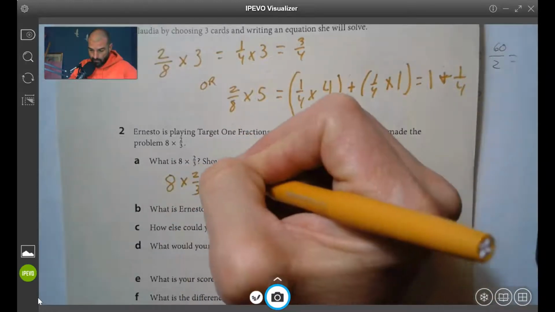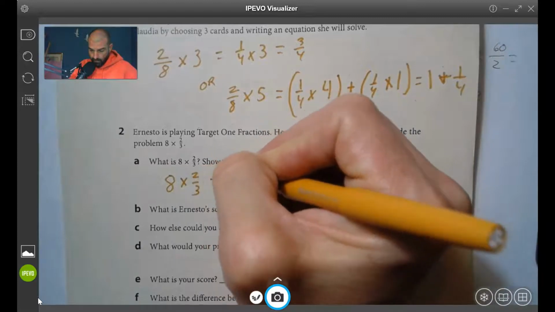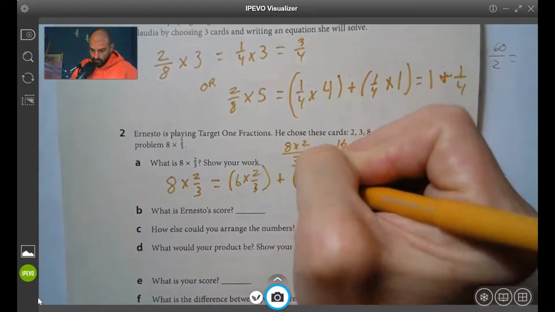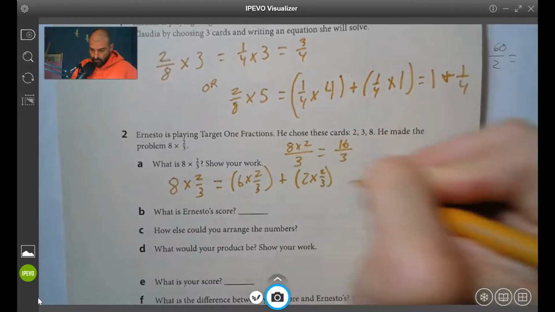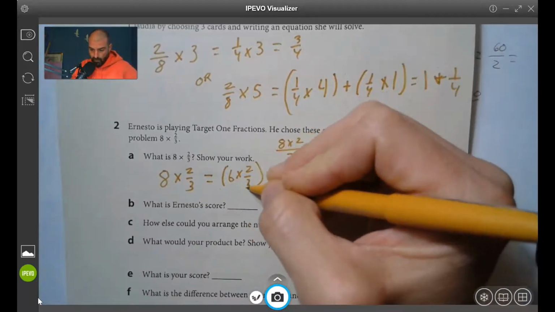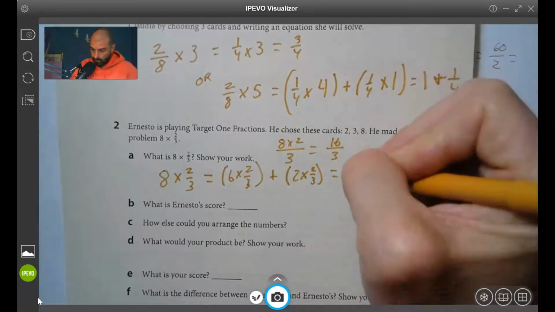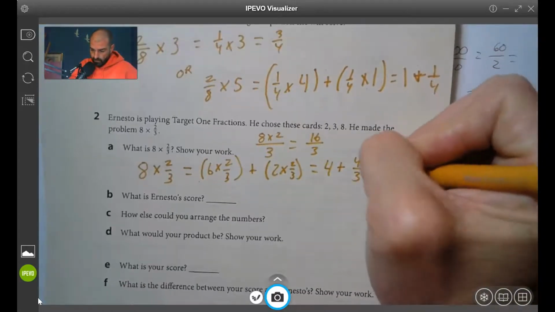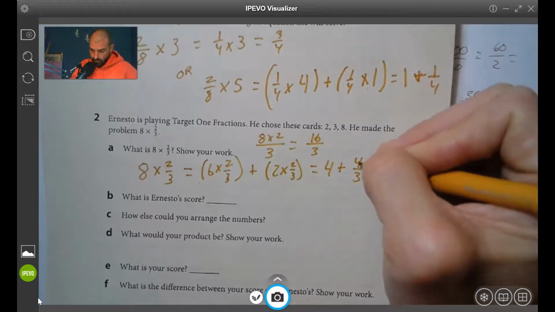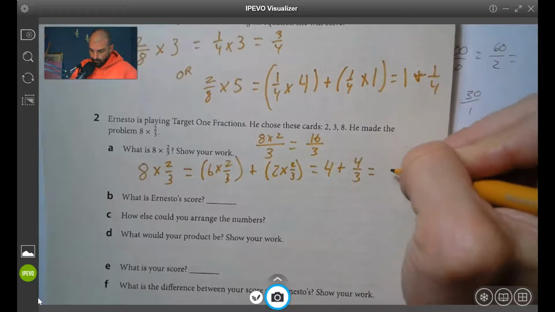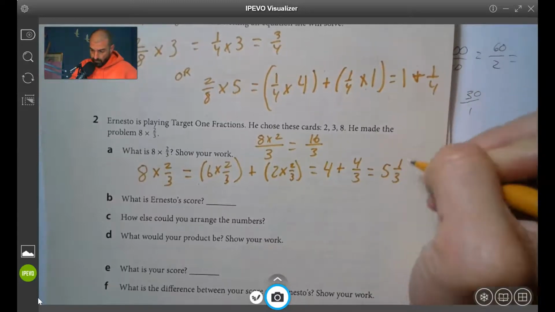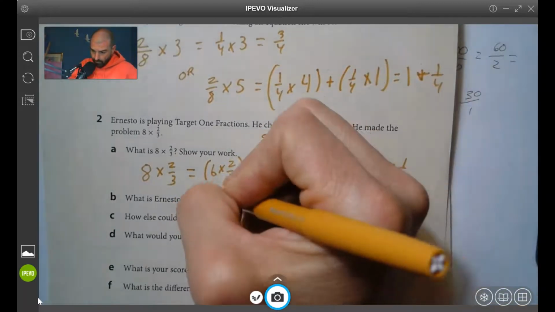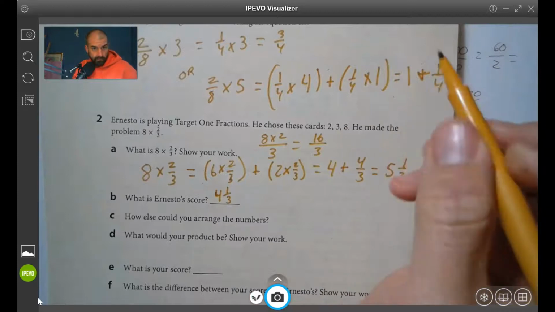So I could say 8 times 2/3 is the same as 6 times 2/3 plus 2 times 2/3. And that is equal, 1/3 of 6 is 2, so 2/3 is 4. 4 plus 4/3, which is equal, we have to take that one whole out. So that would be 5 1/3. Man, he's way away. I don't think that was a good call, Ernesto. He's 4 1/3 away from 1.